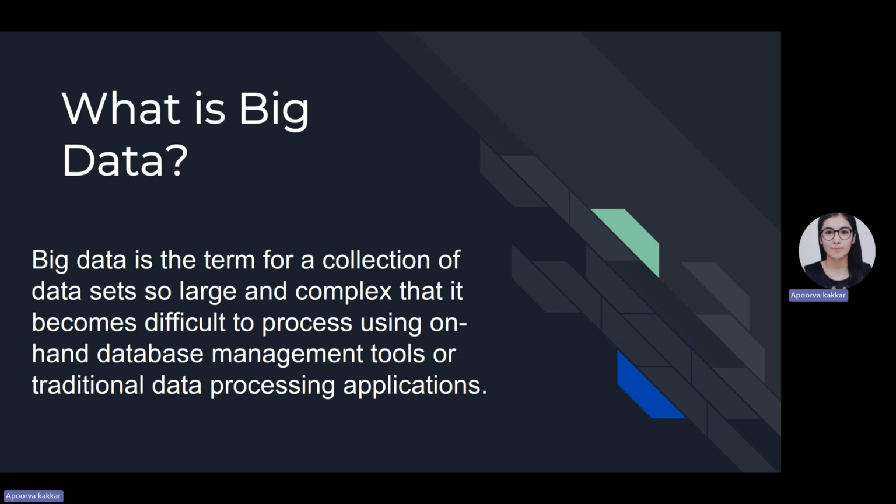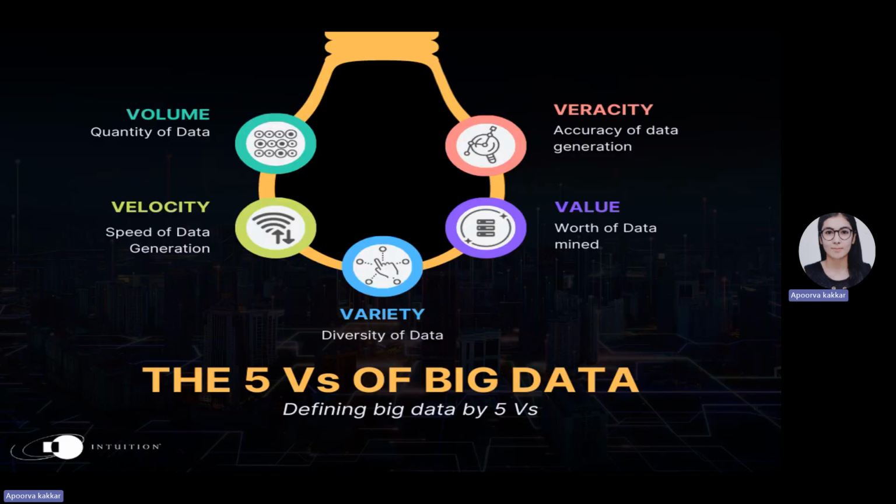There are some characteristics of big data because of which it is so difficult to handle with traditional database management systems. These characteristics are the five V's of big data. So what are these five V's? The first one is volume. With the exponential growth in our data, because of social media platforms, sensors, and so much increment in technology, the volume or quantity of data at present is very large.